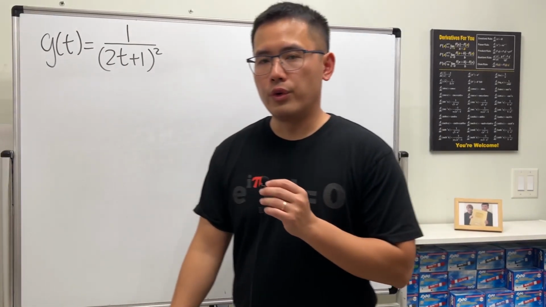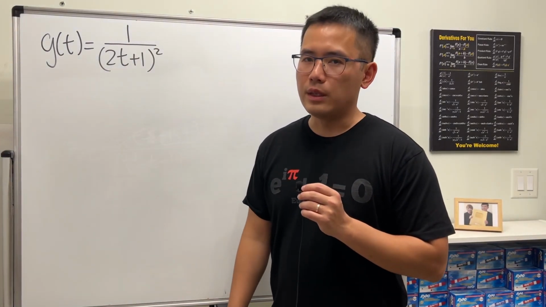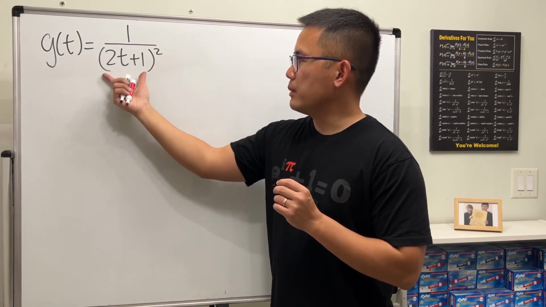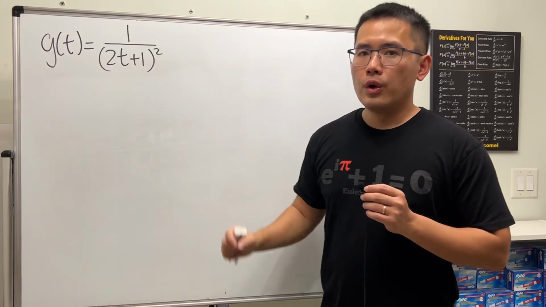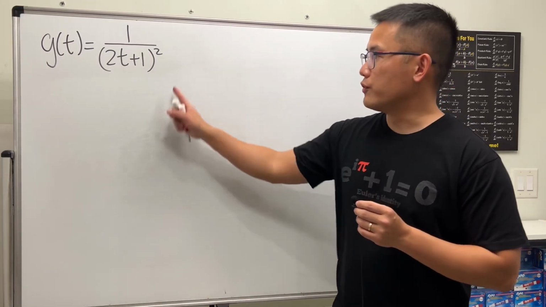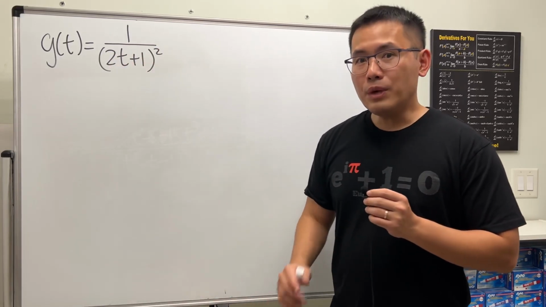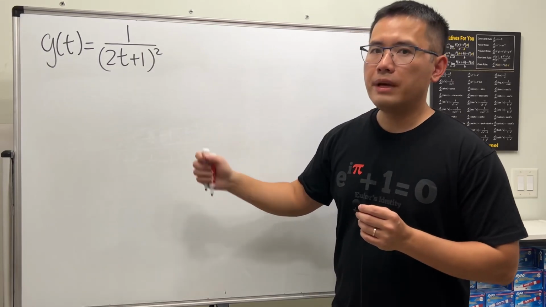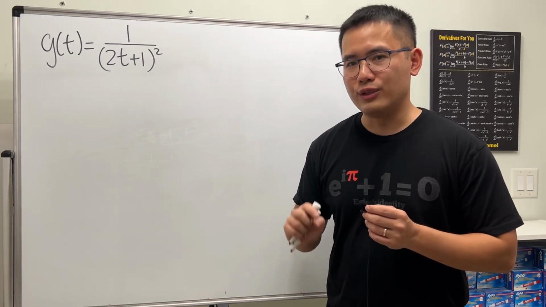In this calculus tutorial, I would like to show you guys how to find the derivative of this function, 1 over (2t + 1) in the parentheses and then square. Some of you guys might want to use the quotient rule. That's okay, but you have to first multiply this out. I wanted to show you guys how we can rewrite this into the power form and then use the power rule and then also the chain rule.